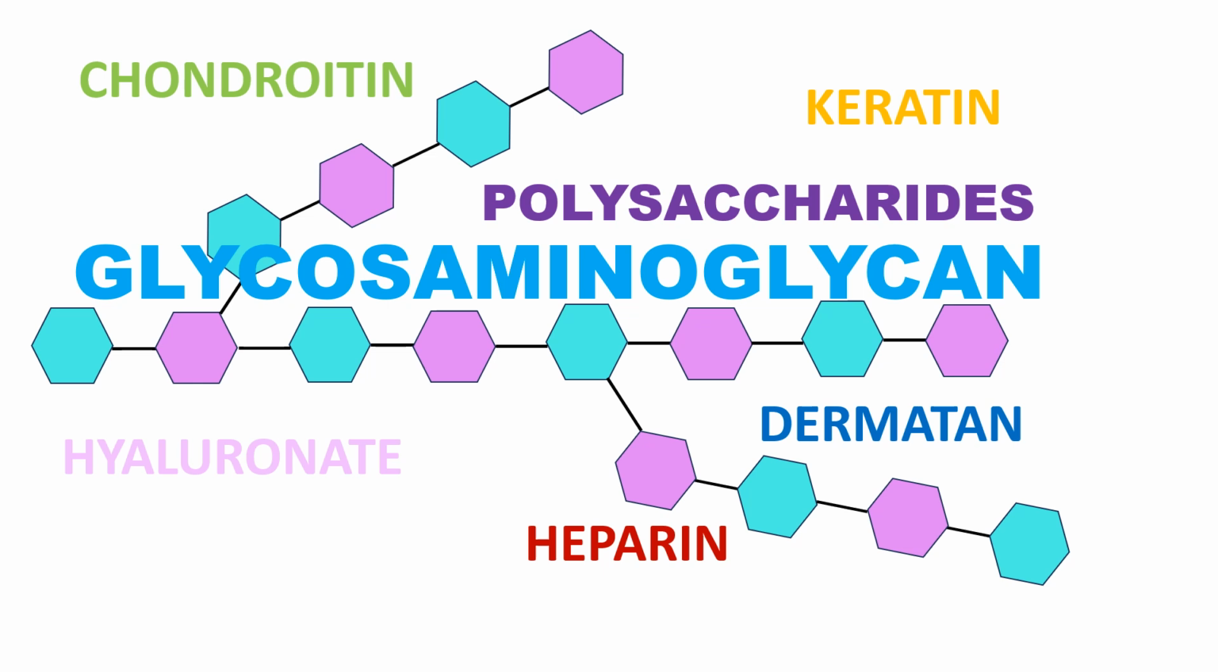Hello everyone, today we learn about glycosaminoglycans. These are heteropolysaccharides, extracellular polysaccharides which are present in the extracellular matrix of animal cells. Before talking about glycosaminoglycans, we'll learn what an extracellular matrix is.